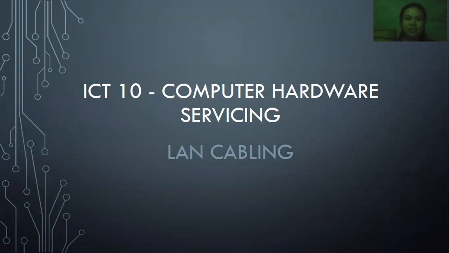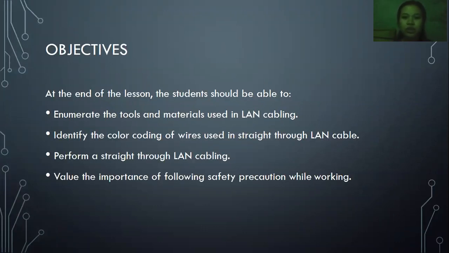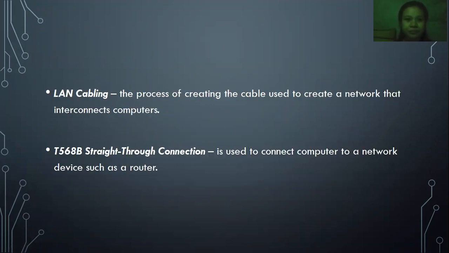So good morning, class. Our lesson today for ICT 10 Computer Hardware Servicing is on LAN cabling. For our objectives today, at the end of this lesson, you should be able to first enumerate the tools and materials used in LAN cabling. Second, identify the color coding of wires used in straight-through LAN cable. Third, perform a straight-through LAN cabling. And last, value the importance of following safety precaution while working.